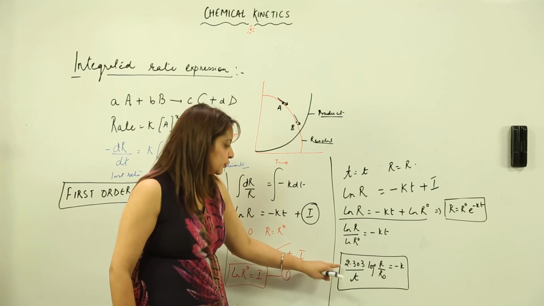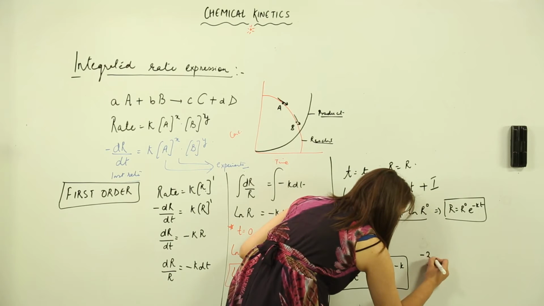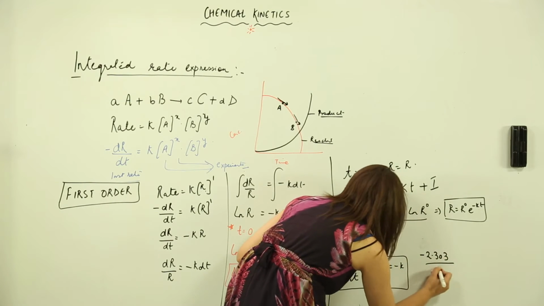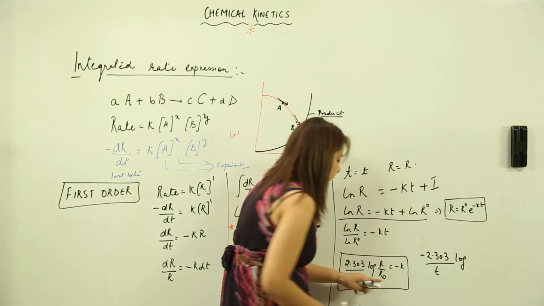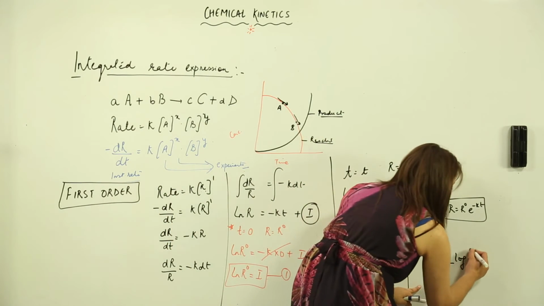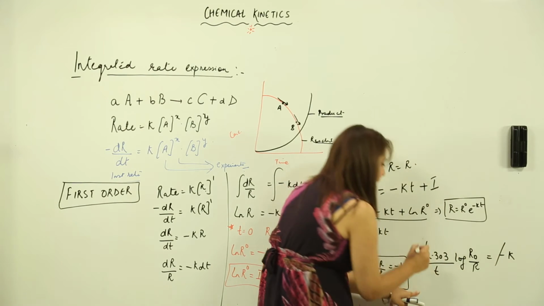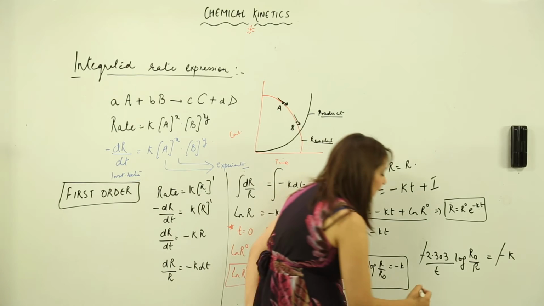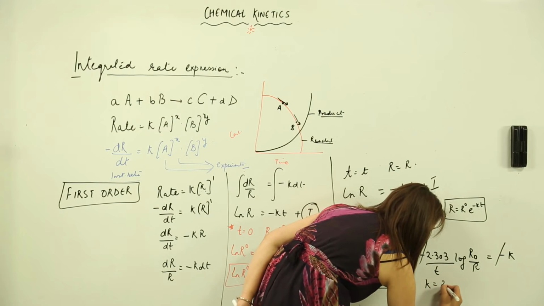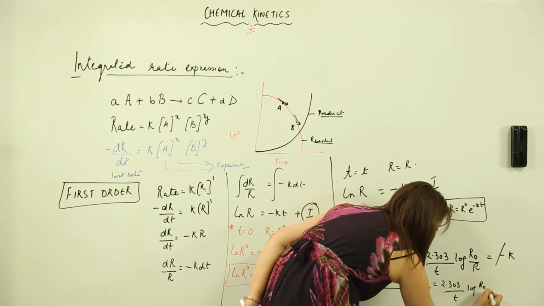So when I change their position, I am going to prefix the negative sign. So what I am going to do is write minus 2.303 divided by t log, because I have written the negative sign, so this R upon R naught now becomes R naught upon R, and this is minus K, and this minus minus just cancels out. So what are we left with? We are left with K is equal to 2.303 over t log R naught upon R.